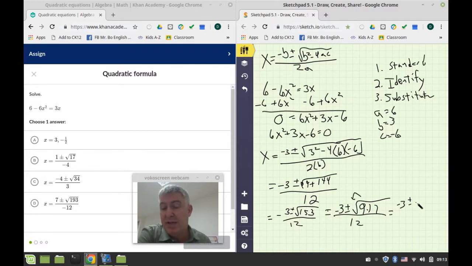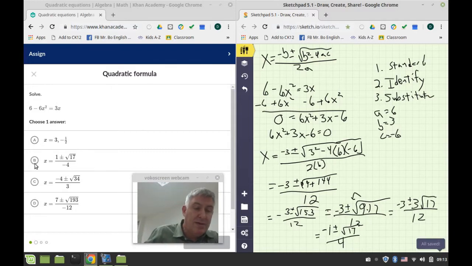We'll learn that a little bit later. 3 square root of 17 all over 12, and if we factor out the 3, we'll get -1 plus or minus the square root of 17 over 4. And there it is.